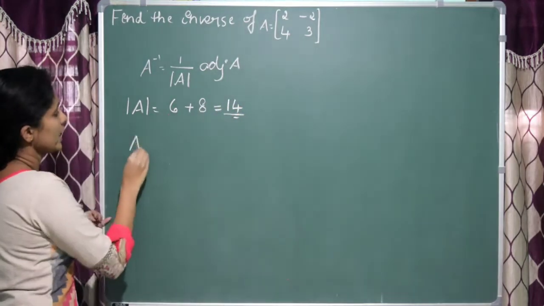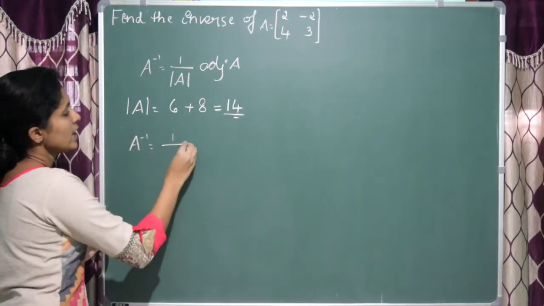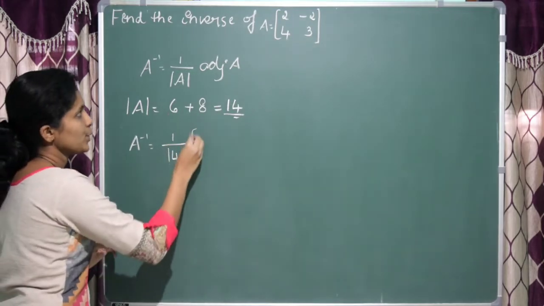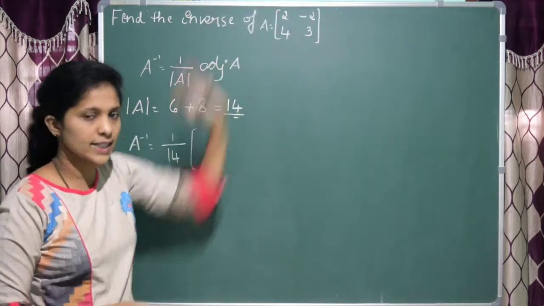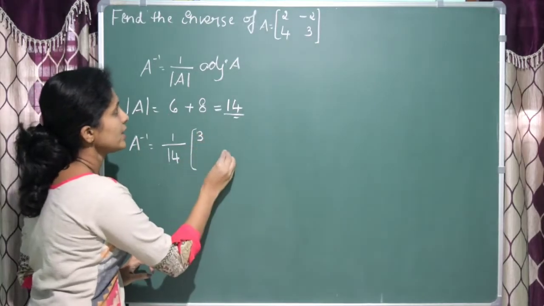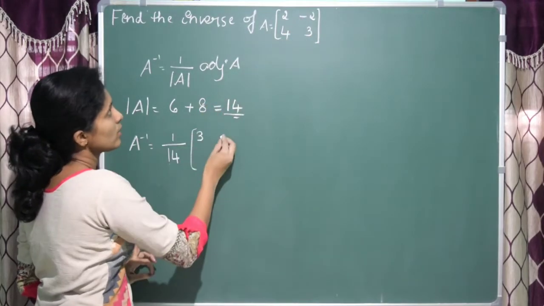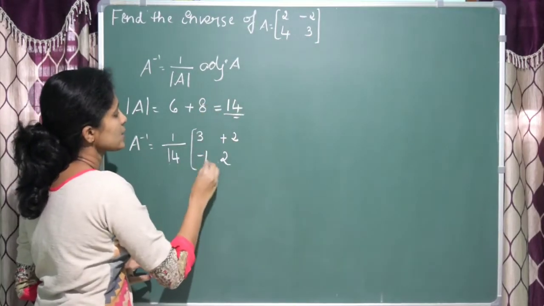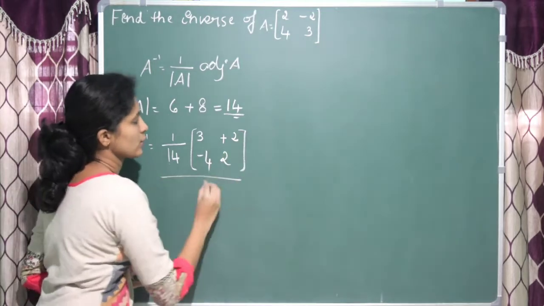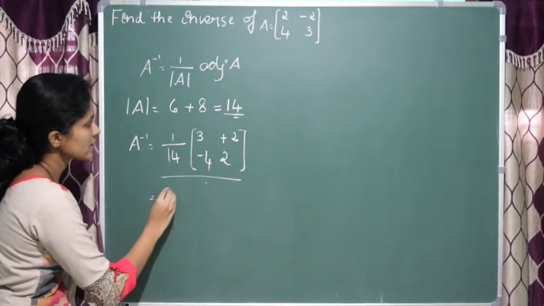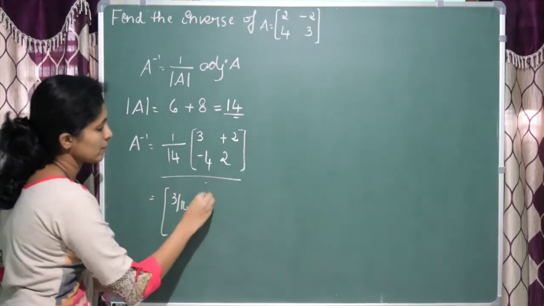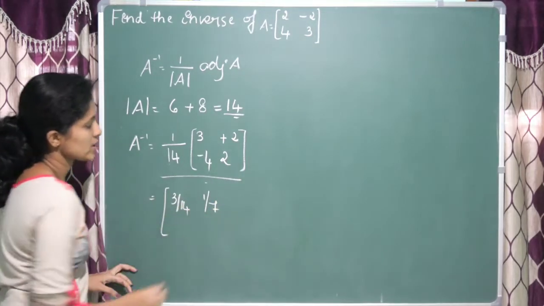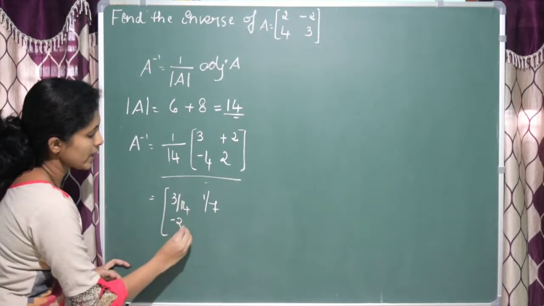So now A inverse is equal to 1 by determinant of A, which is 14, into adjoint of A. Directly you can write it: just interchange the diagonal elements. So this will be 3 and 2, and now plus 2 and minus 4. So this is the inverse of the matrix. If you want, you can simplify this. So this will be now 3 by 14 plus 2 by 14 will be 1 by 7. So this is now minus 2 by 7.